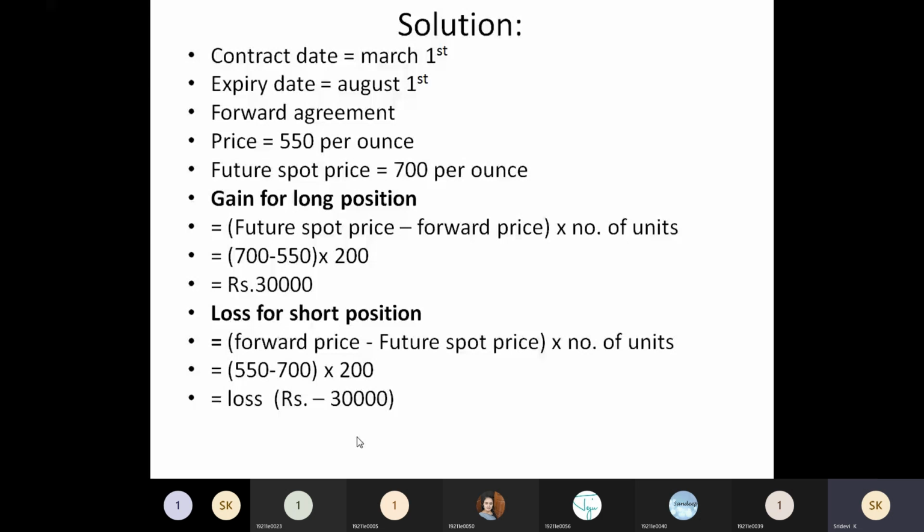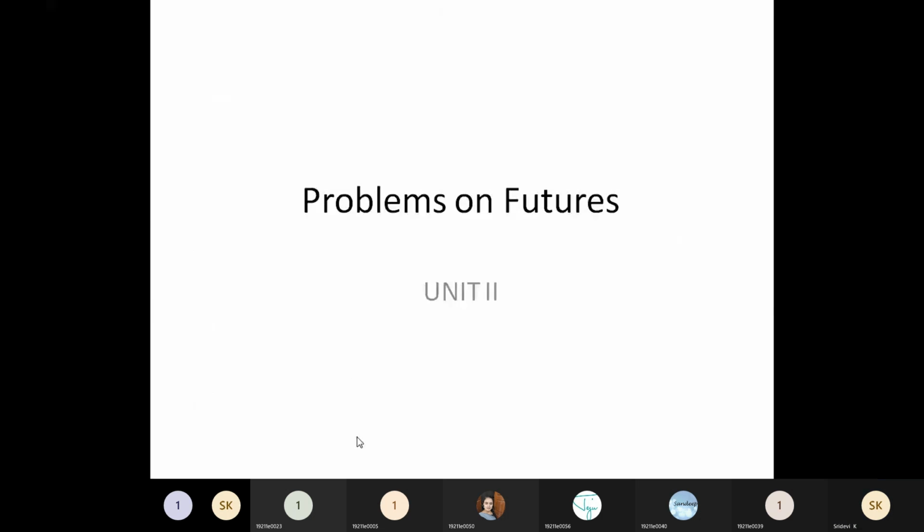So this is like gambling, right? This is how you find out the long position and short position, and whether it is a profit or loss. In the same manner as forward contracts, we will go for futures contracts also. How are the prices of these futures contracts determined?